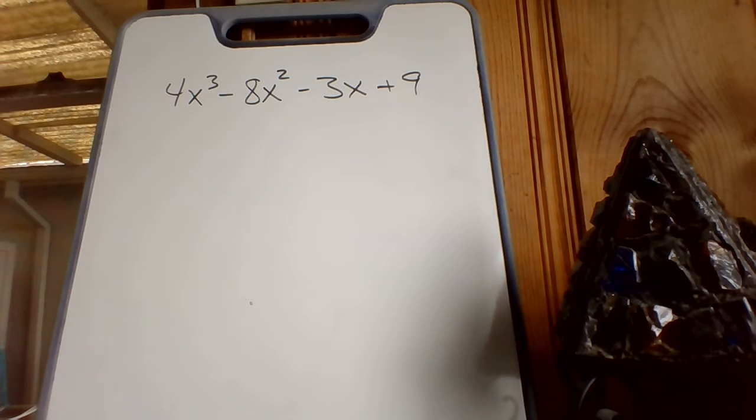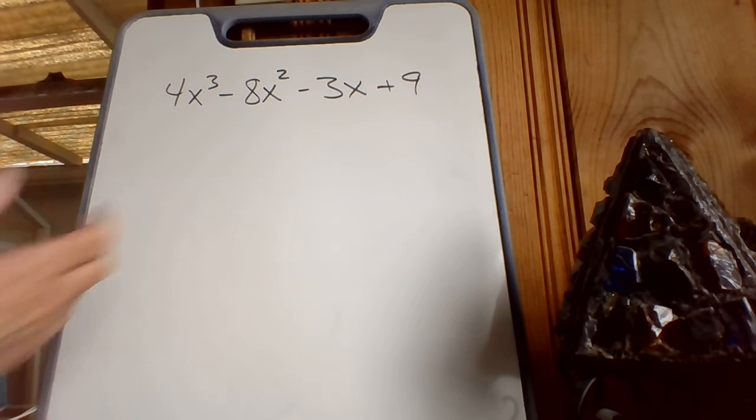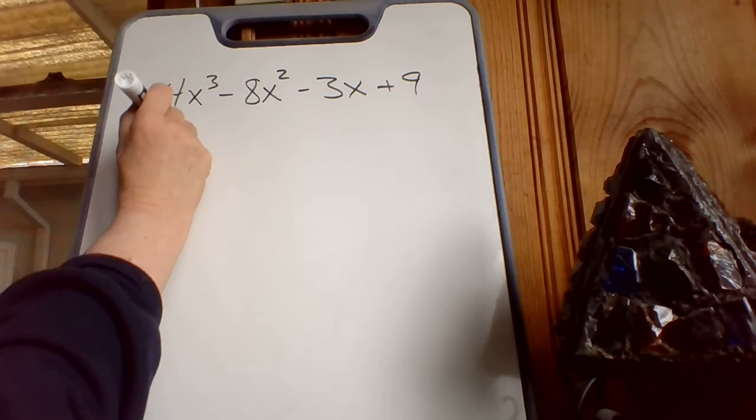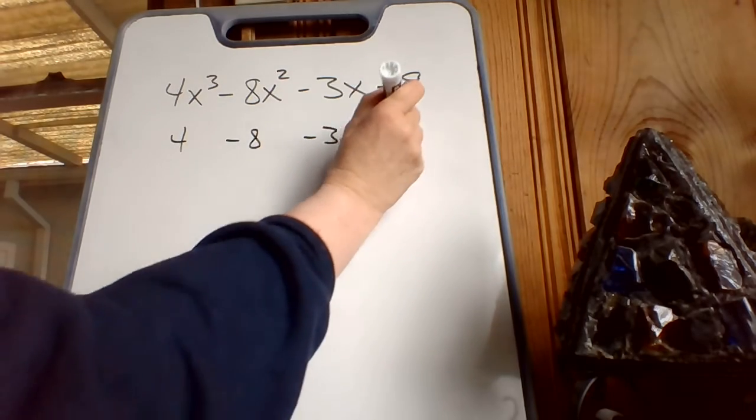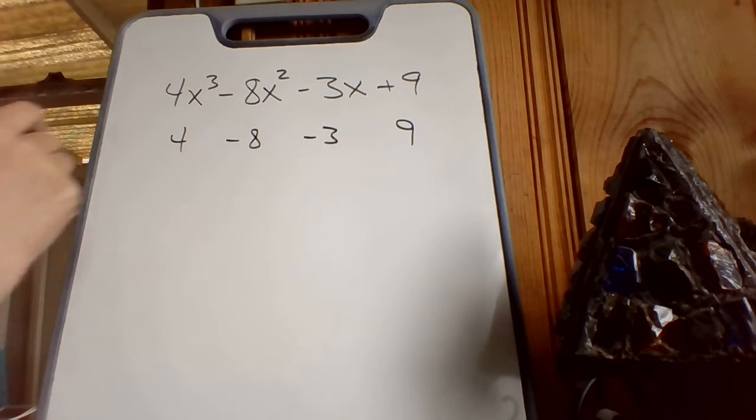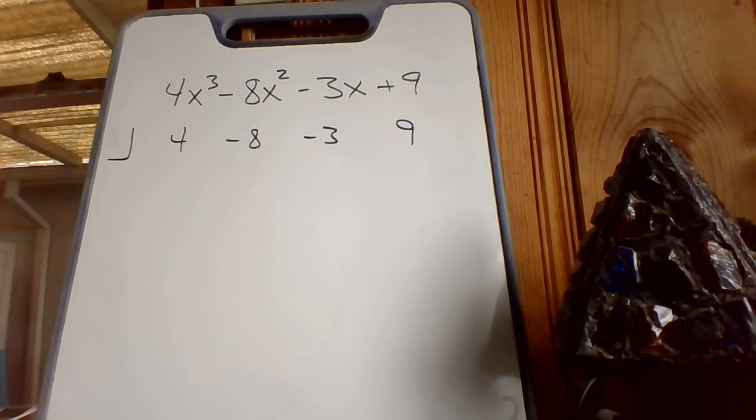All right, so let's use synthetic division to try and factor this. My numbers are going to be 4 and -8 and -3 and +9. And something's got to go in the box, and they didn't tell me anything to go in the box. I'm just supposed to guess. Okay, so I try by guessing 1.